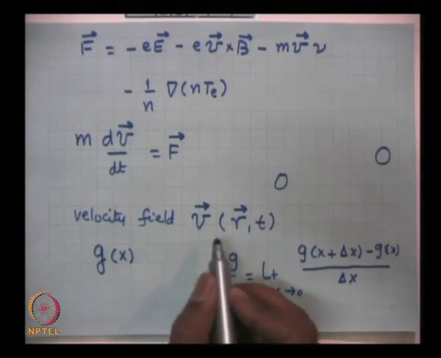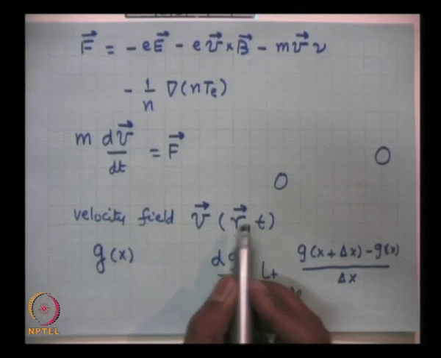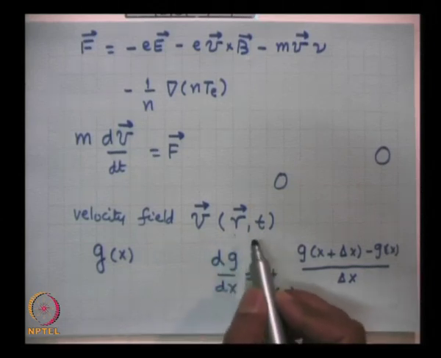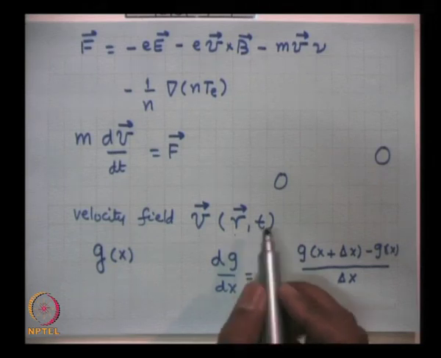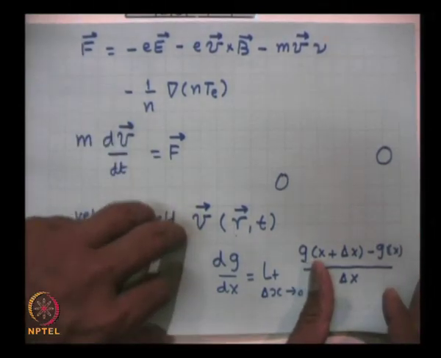Here we are dealing with the velocity field, which is a function of r and t. r means x, y and z. So, 3 variables, and t. So, it is a 4 variable function. So, here we have to be careful about defining the differential coefficient.